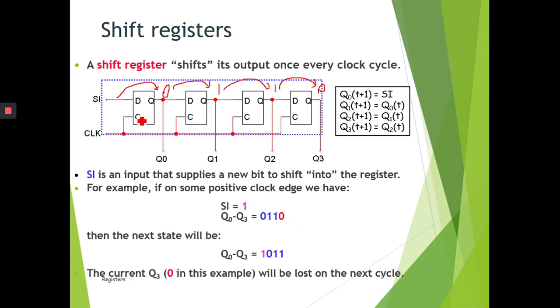Here, the new input that you're going to feed is 1. So the next state will be, right, so the next state now becomes 1 0 1 1, right? So it's just shifting 1 bit, in this case, to the right. That is what is known as shift registers.